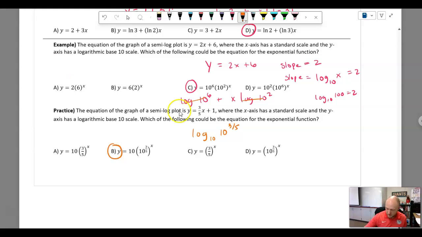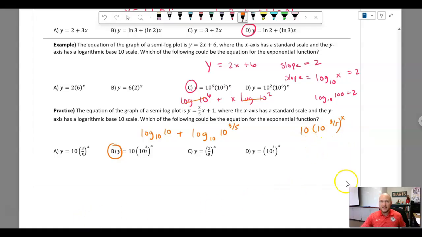We have it also for D, 10 to the 3/5. So I guess I got to talk about this 1. You're going to get 1 when you have log base 10 of 10. So that's going to be your A value. So 10 times 10 to the power of 3/5 to the power of x. Okay, there's your base, there's your A value.